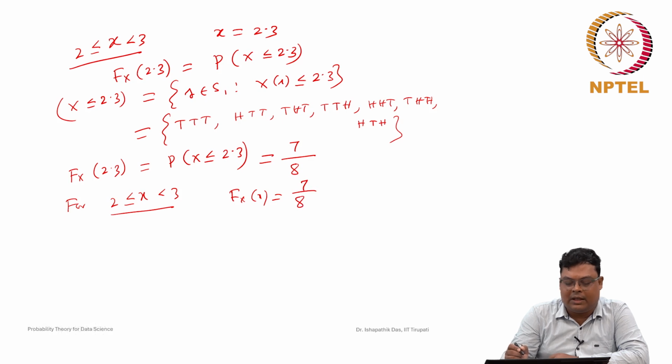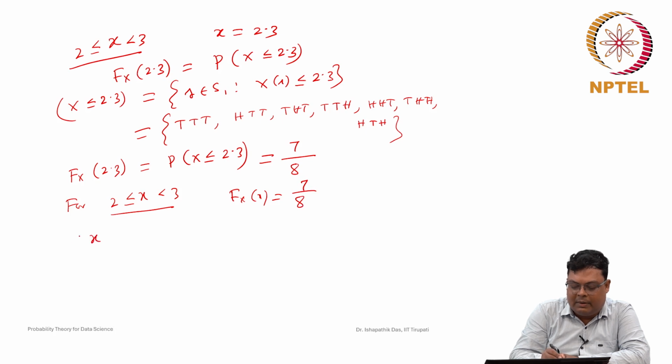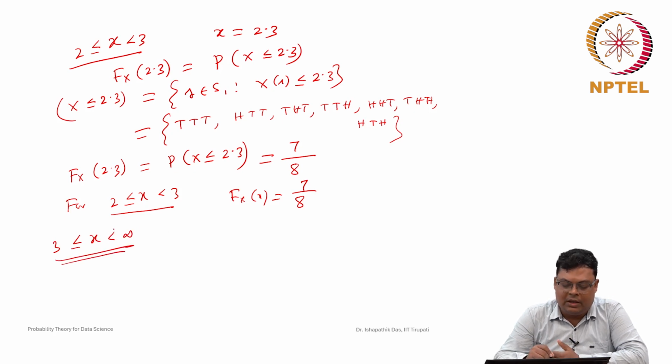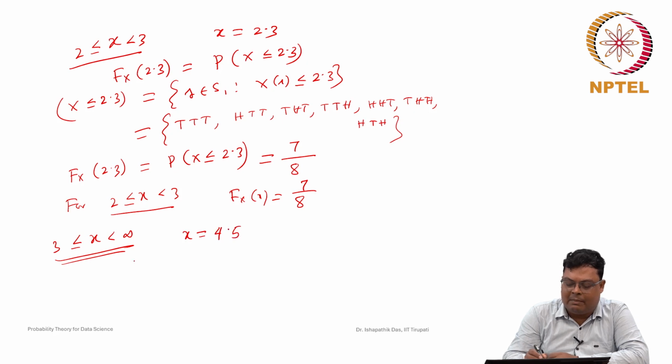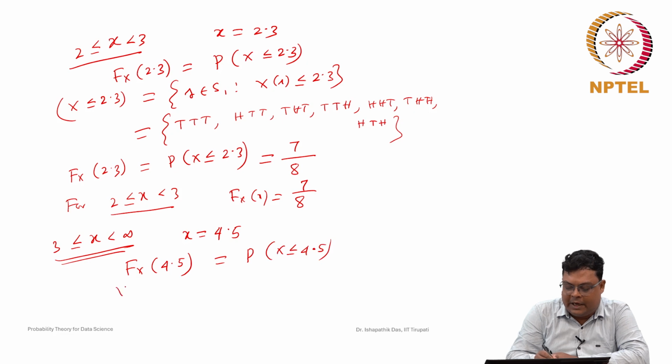Now, only 0, 1, 2 and 3 we also have to consider. So whenever x is greater than or equal to 3 and less than infinity, any value in this interval, because now we understand the pattern, then the remaining interval is only this interval. So let us consider x equal to 4, or 4.5, any number satisfying this. So what will be F(4.5)? F(4.5) will be the probability that X is less than or equal to 4.5.